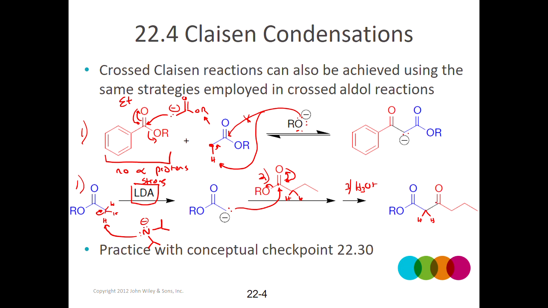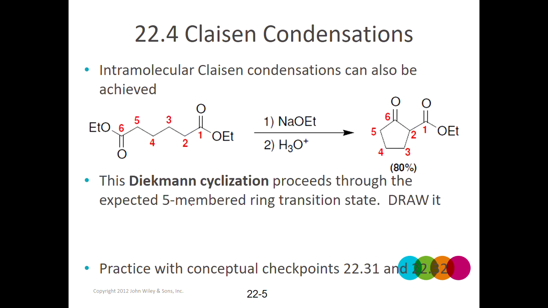So we can have one ester attack another, and whichever one's attacked loses its OR group as a leaving group. But we have to set it up in this stepwise fashion so we know for sure which one's the enolate and which one is attacking which. You can also do a Claisen condensation intramolecularly, which means that you're forming an enolate and it's reaching around and attacking another part of the same molecule.